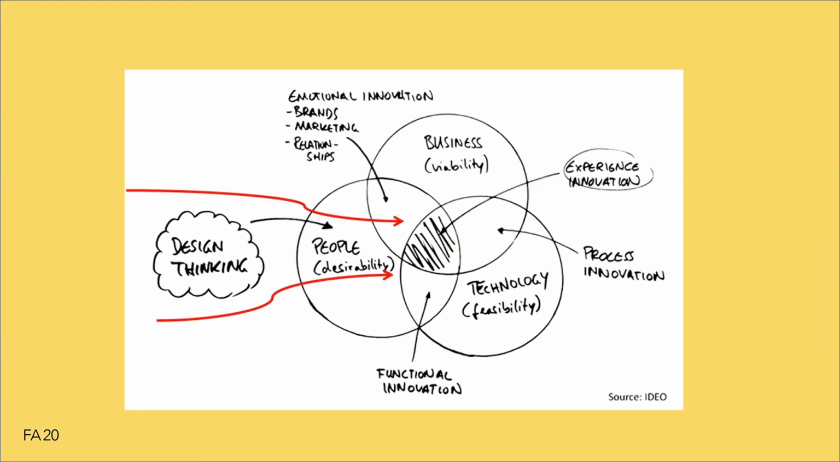So this is a fun graph from IDEO. I think that you've talked about design thinking a little bit from what I've been told. But I wanted to show this just as a starting point when we're looking at speculative design. Design thinking from IDEO has been branded in all three of these categories. So there's this intersection, this hot spot in the middle between people, business, and technology. And then they have these extra writings here: experience and innovation, process innovation, functional innovation, emotional innovation, brands, marketing, relationships.